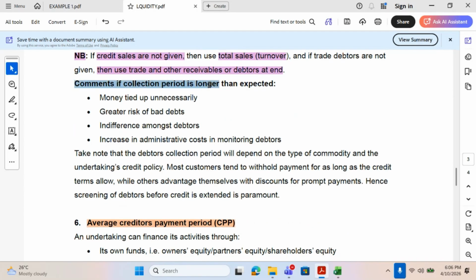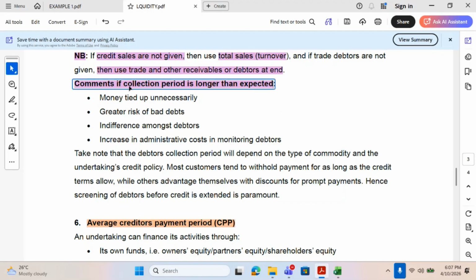Then they say in comments, the collection period should be about 30 days. But what is more important is that it has to be less than the creditors' payment period. Debtors' collection period always has to be less than the creditors' payment period. You cannot pay your creditors first before you collect your money. You need to start collecting your cash from debtors, then you can pay your creditors.